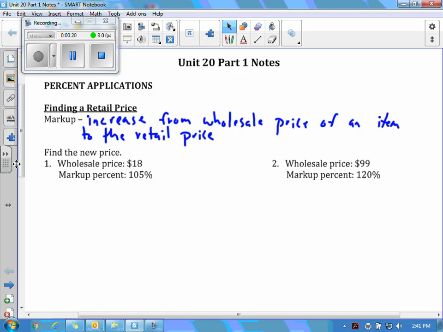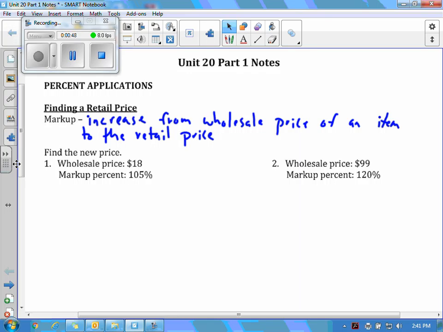A retail price is what you pay at the store. So if you go to, I don't know where you crazy kids shop these days, if you go to, I don't know, the Gap or something, the price you pay is the retail price. Now, the retail price is a combination of the wholesale price and a markup. So the wholesale price is how much the Gap buys from manufacturers, so it's cheaper than what you pay in the store, and then they mark that up to the retail price.